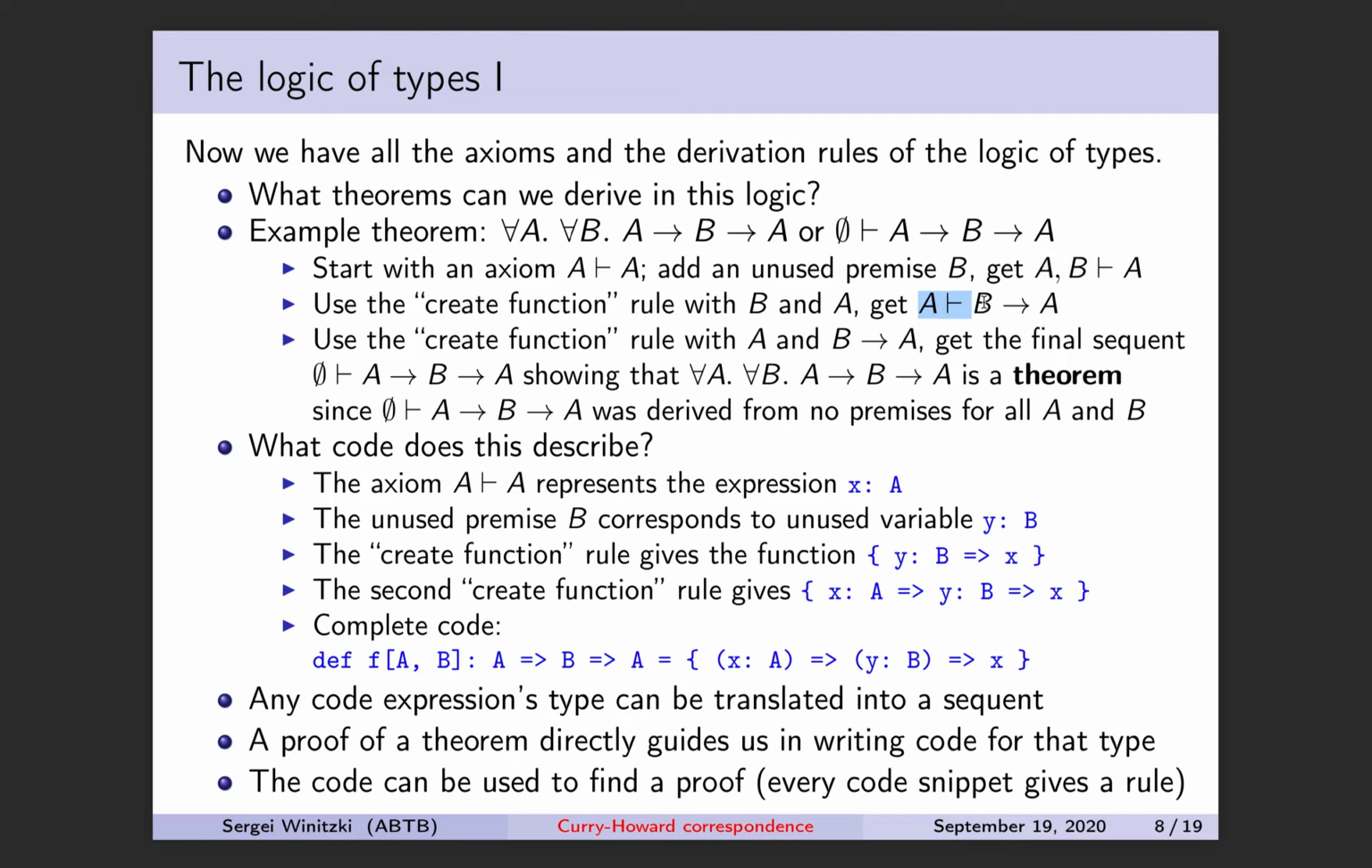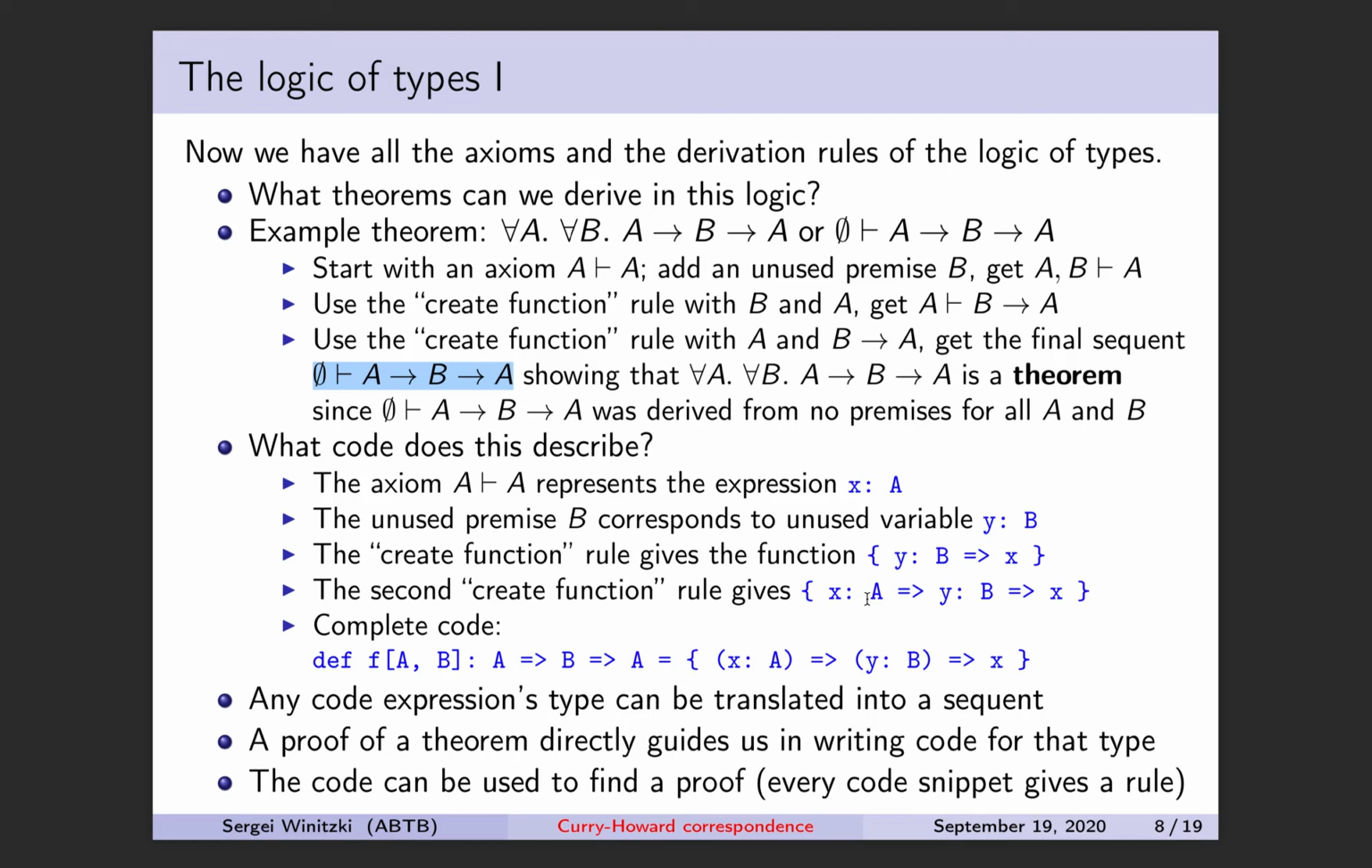And then we get this. So this is the result at this step. Given a, which is x, we get a function b to a. So this is the function b to a. And then the second rule is this code snippet. The second create function rule, which is here. It corresponds to this sequent.